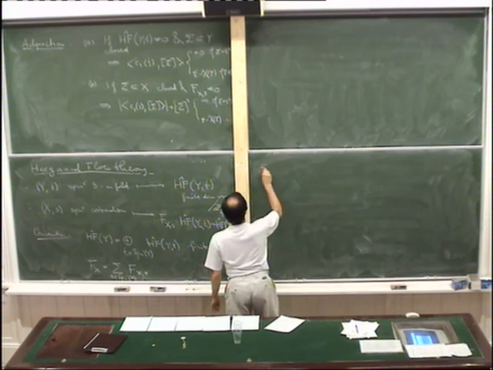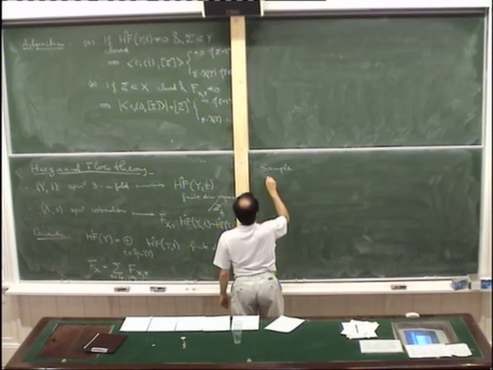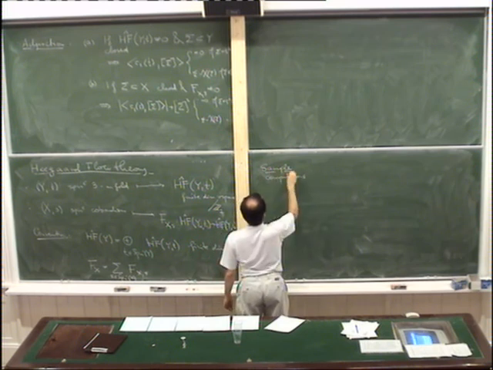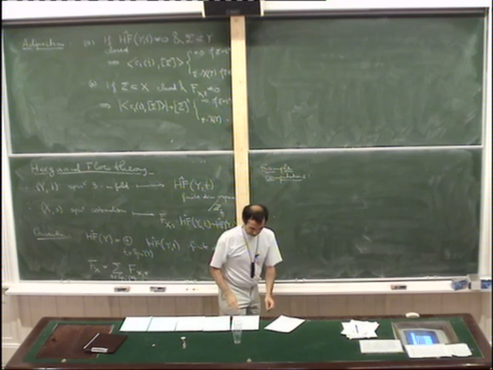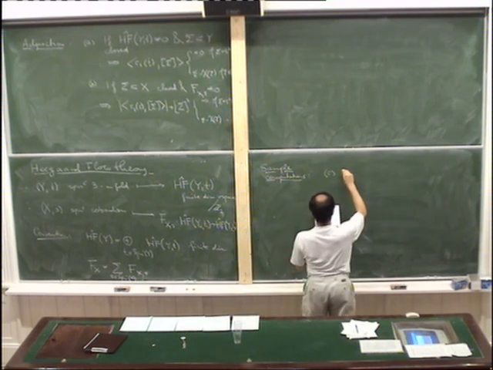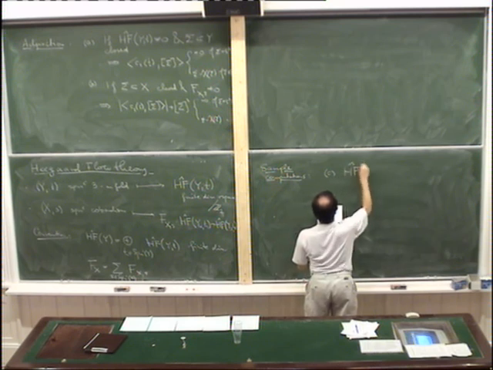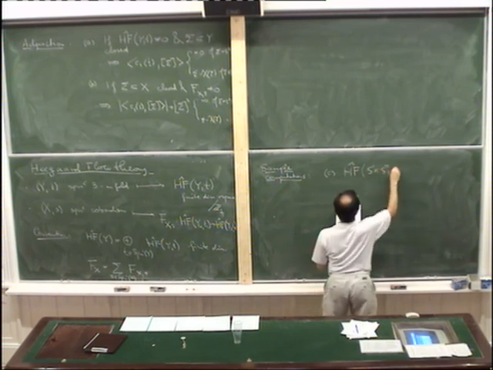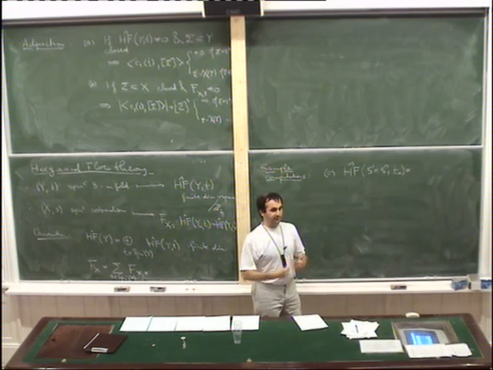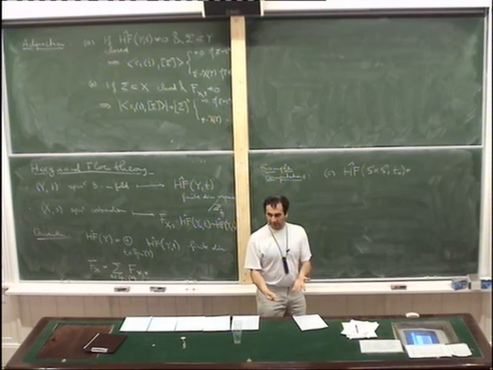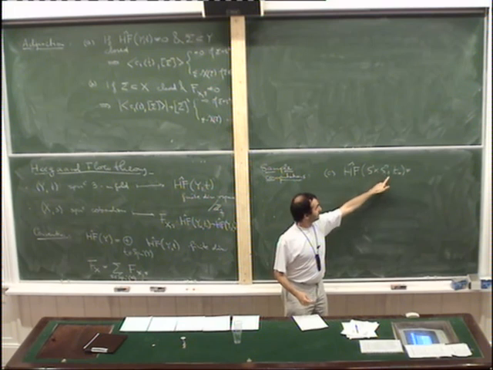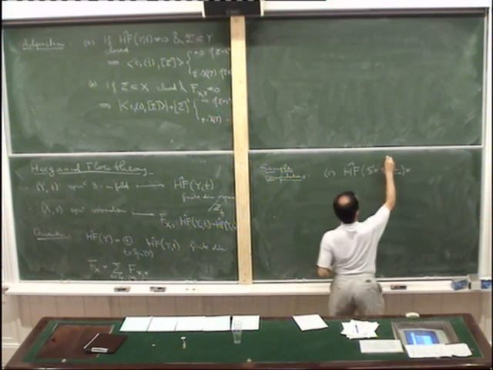Let me just list some sample computations. We essentially went through these in one of the previous lectures. So the first is, what is HF hat of S1 cross S2 with the trivial spin C structure? Remember, the spin C structures always have a c1 invariant, and let's take T0 to be the one which has c1 equals 0.